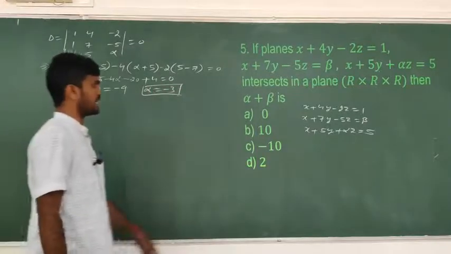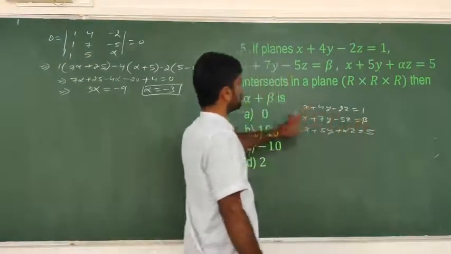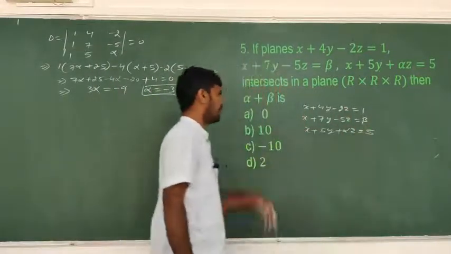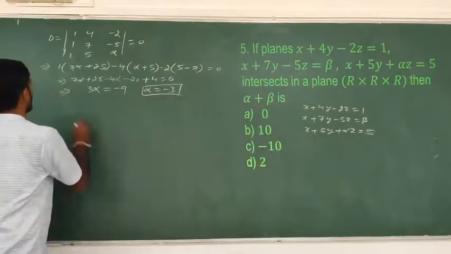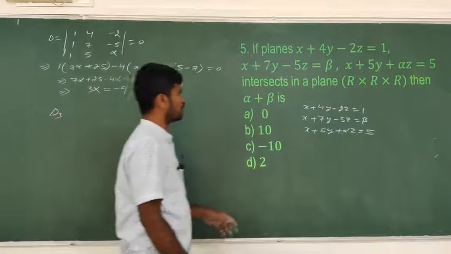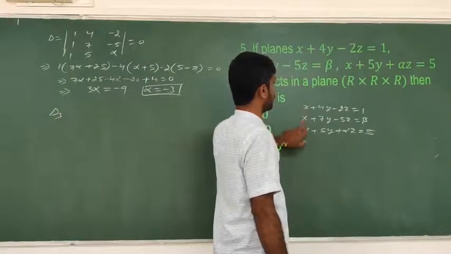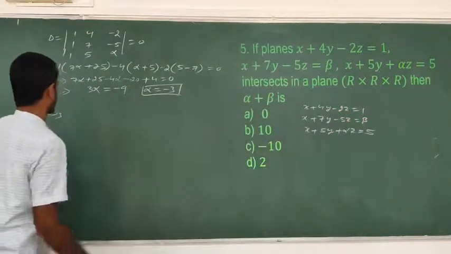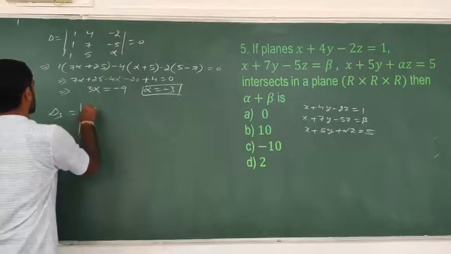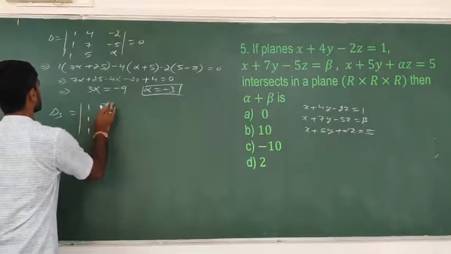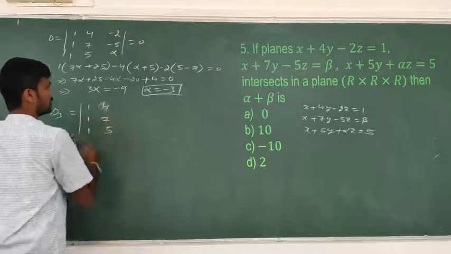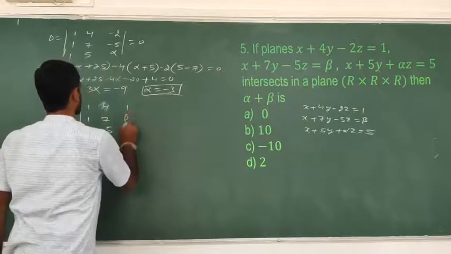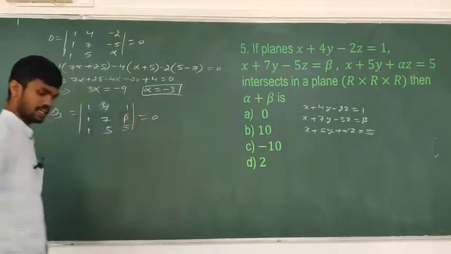Next, if they ask to find the beta value, delta 1 is nothing but you have to replace the column 1 1 1 by 1 beta 5, or finally we can find delta 3. To find delta 3 is easy because here 1 1 1 comes. So this one is replaced by 1 beta 5. So I will find delta 3, that is equal to the determinant of, add on these two columns as they are, 4 7 5, then the third column is replaced by 1 beta 5. So this is also equal to 0 because your three planes are intersecting each other.